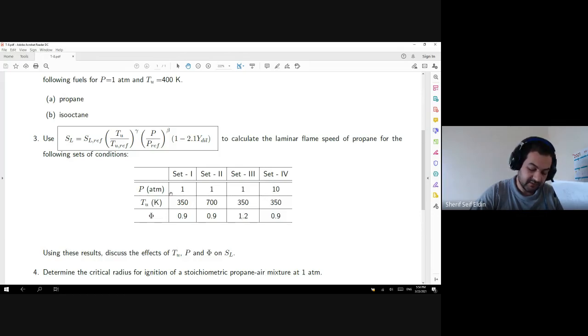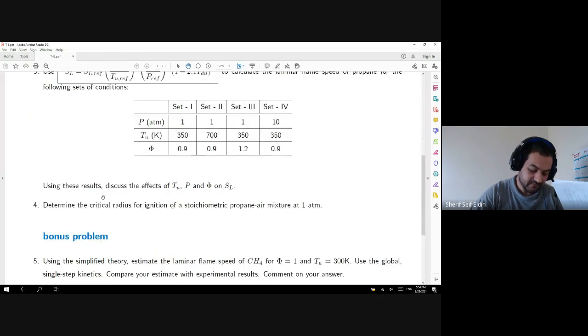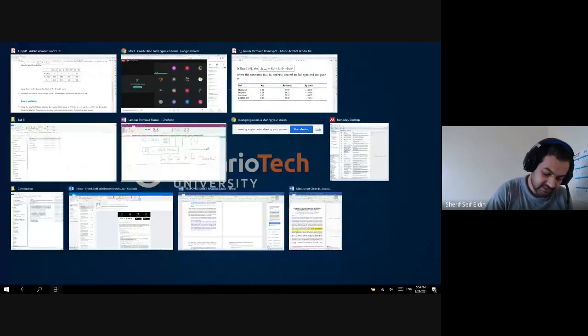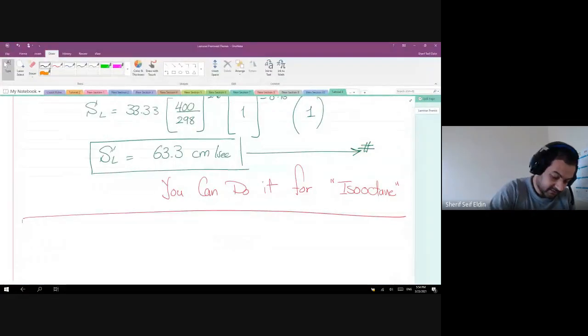So basically from here you're going to get an overview on the effect of the pressure, unburned gas temperature, the flame temperature, and equivalence ratio on the laminar flame speed. And for the critical radius for ignition of a stoichiometric propane air mixture, the critical radius is very simple. If you want to get the critical radius, there is just one equation for obtaining it.